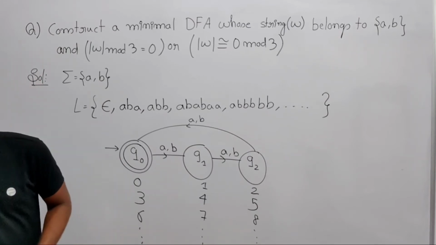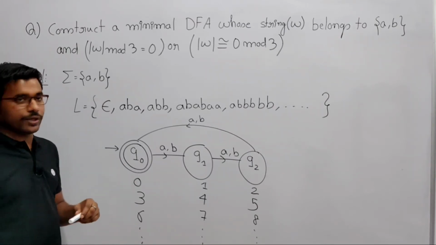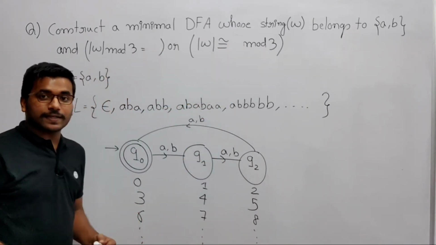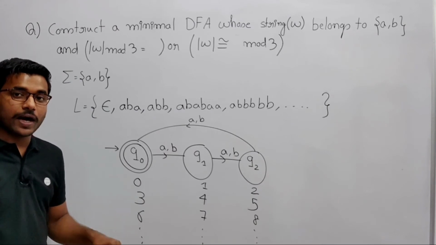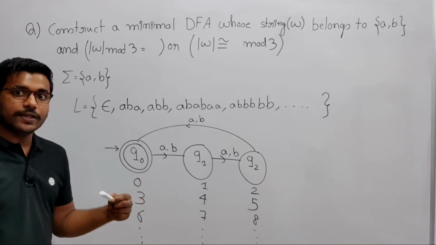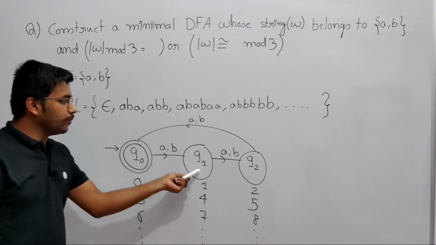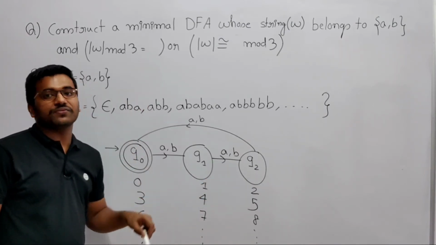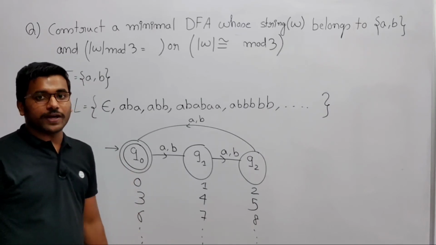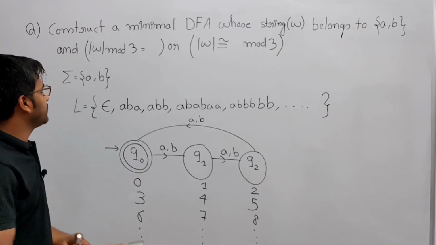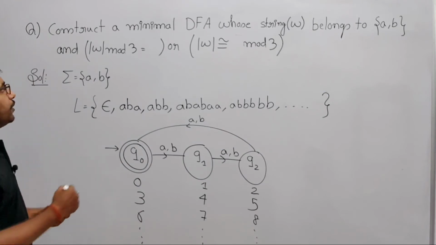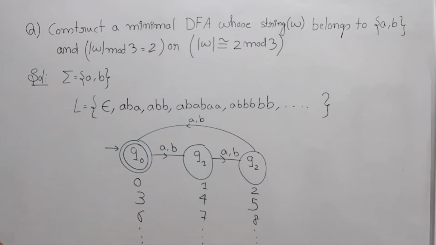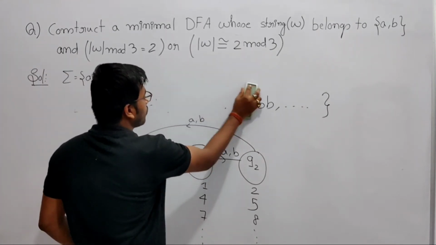If I change the question, I am showing it here. If I make this 1, it means you will accept the set of all strings whose length, when divided by 3, gives remainder 1. Then you have to make Q1 the final state. If I change this to 2, then you have to make Q2 the final state. Then Q0 will not be the final state. So depending upon the remainder, if I make Q2 final in this question, then this is not going to be the language.